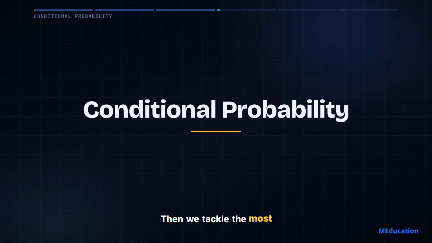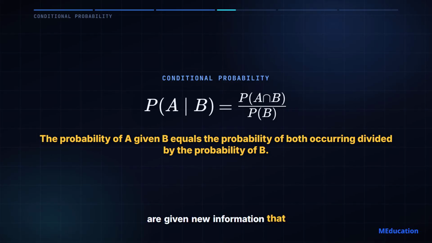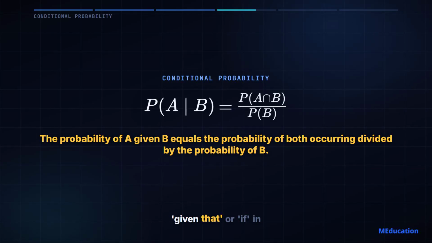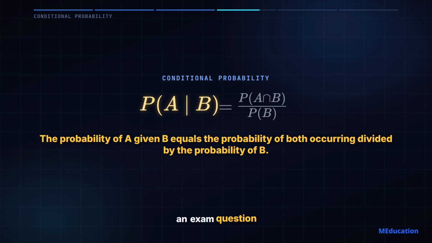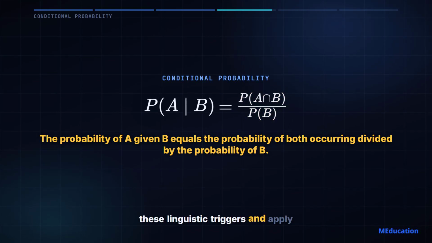Then we tackle the most challenging scenarios, conditional probability. How does the probability of an event change if we are given new information that another event has already occurred? The primary discriminator between a B grade and an A-star candidate is translation. When an A-star candidate reads "given that" or "if" in an exam question, they immediately write down this exact formula. You will learn to spot these linguistic triggers and apply them flawlessly.